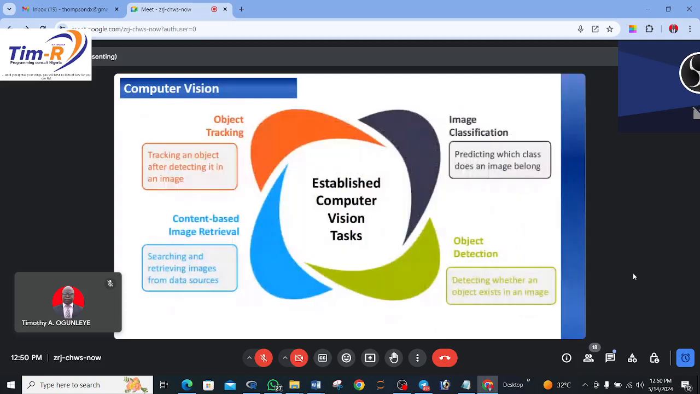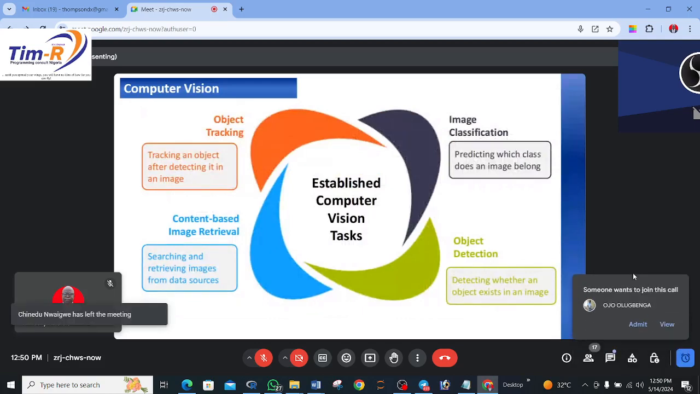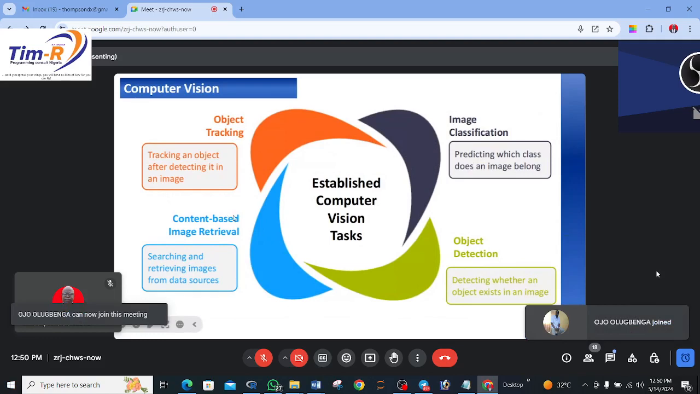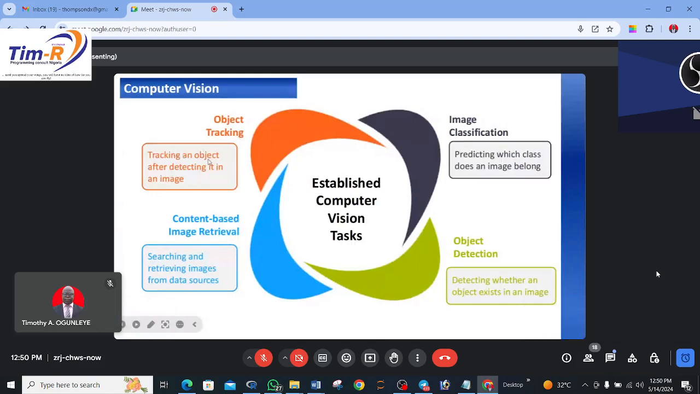Now, there are some established computer vision tasks that can be carried out. Number one is object tracking. Number two is image classification. Three is content-based image retrieval. And four is object detection. For object tracking, we can track an object after detecting it in an image.